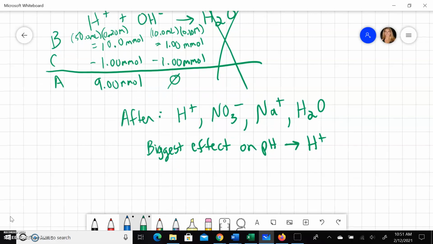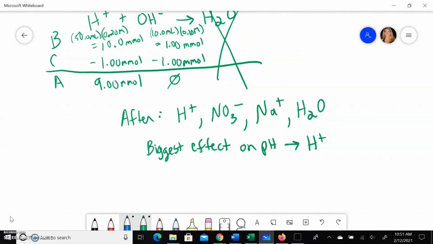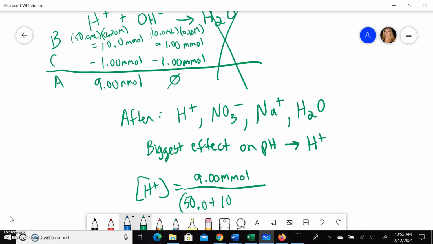So we just need to know what is the concentration of H+. So make sure you do put it back into concentration. So now we have 9 millimoles. We have a new volume because we have our original volume plus we have added some sodium hydroxide. So make sure you add both of those together, and those are in milliliters.